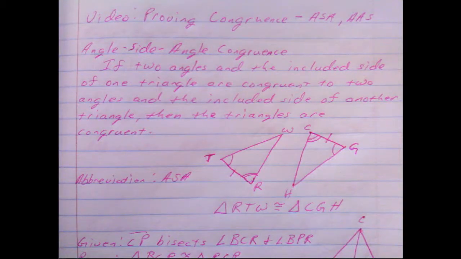So today we're going to be discussing proving congruence with two new postulates. We have angle side angle and angle angle side. We're going to start out with angle side angle.